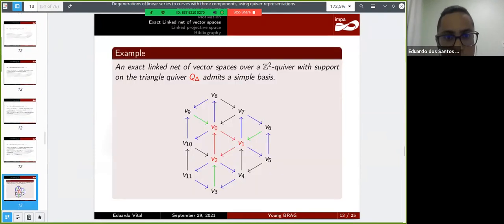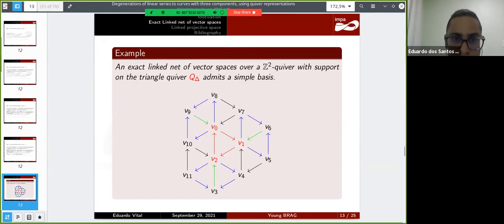Okay. Here is an example to illustrate the theorem. An exactly linked net of vector spaces over Z2 quiver with finite support on that triangle quiver Q delta admits a simple base. Here Q delta is this triangle in red with the vertices V0, V1, V2.